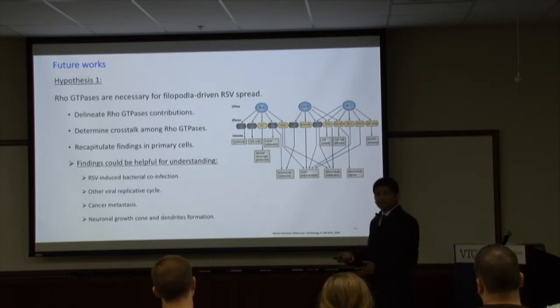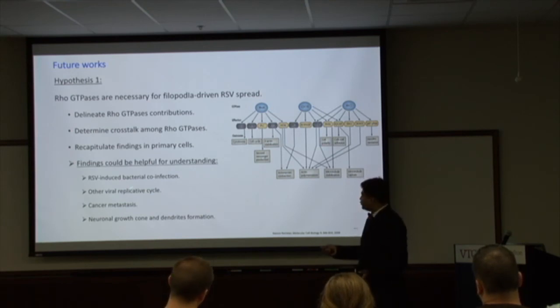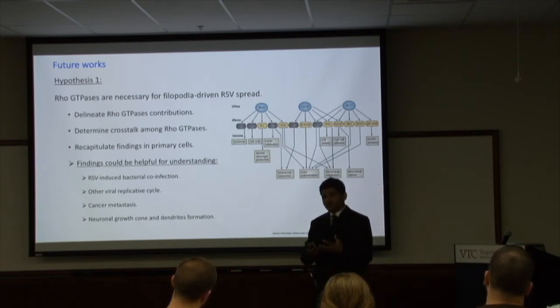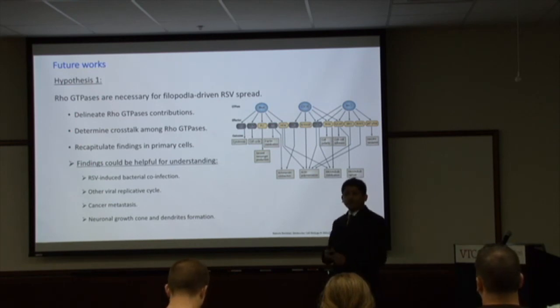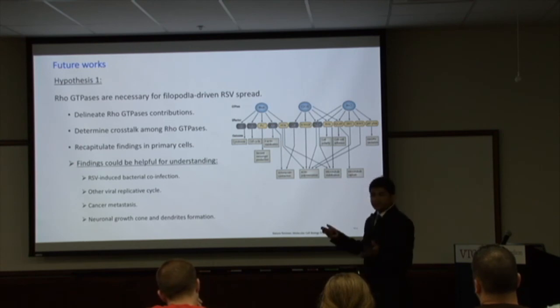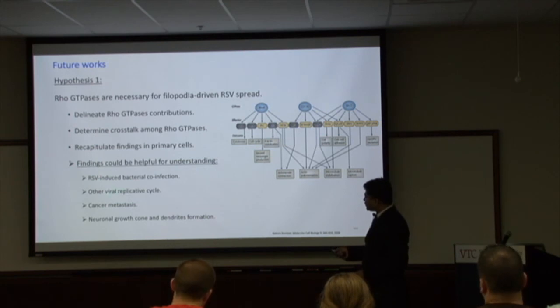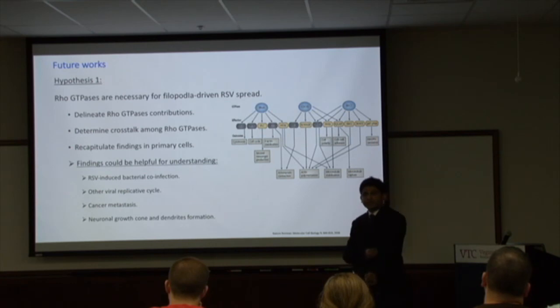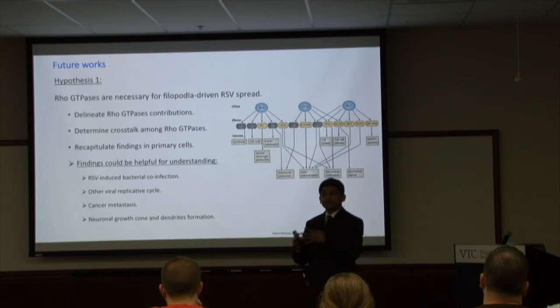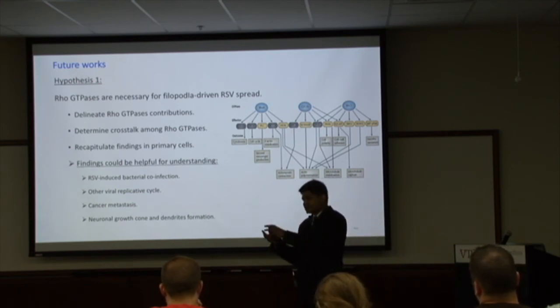These findings will definitely be very helpful to understand RSV-induced bacterial co-infection. I did not talk about that, but there is a possibility that viral infection allows commensal bacteria to become invasive or more infectious. If we know these pathways, we may be able to identify how bacteria take advantage in the RSV-induced or any other respiratory virus-induced pathophysiology. We can also study this system in other virus replicative cycles. And we know that cancer metastasis involves Filopodia, because 90% of cancer death is because of the ability of metastatic cells to invade organs, and then organ failure.